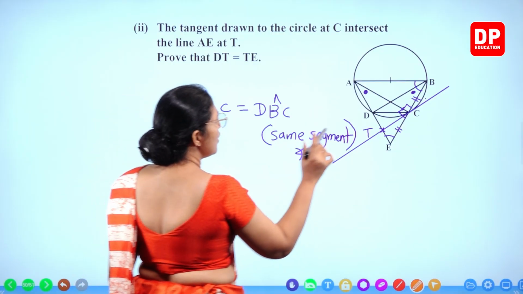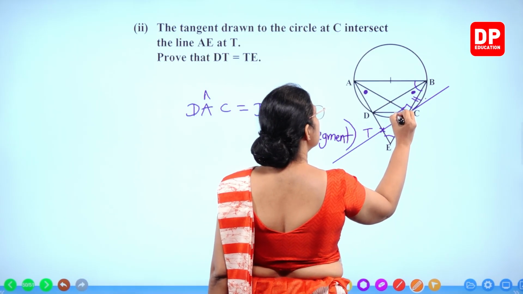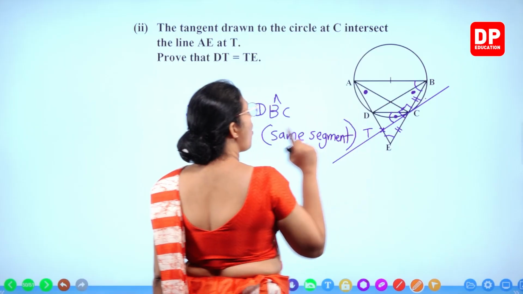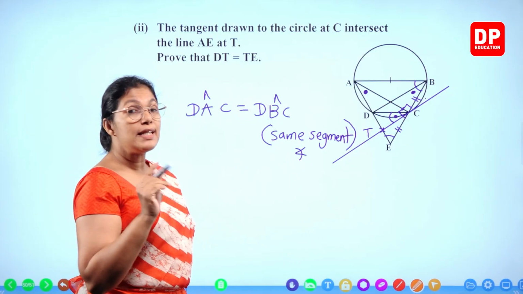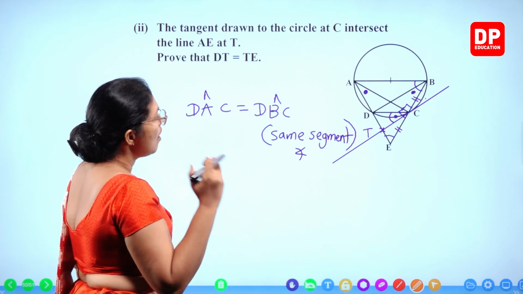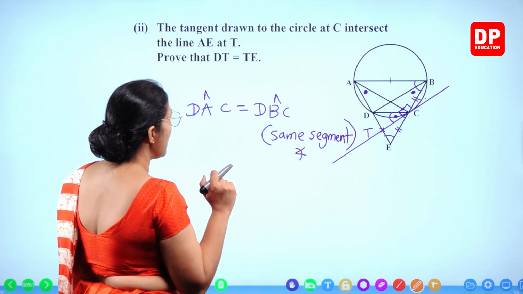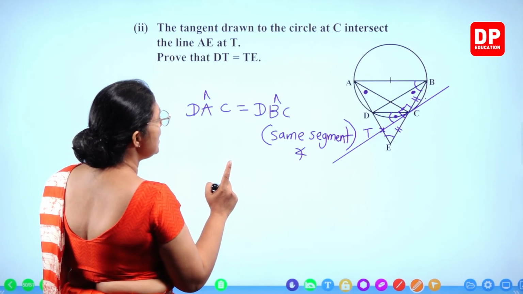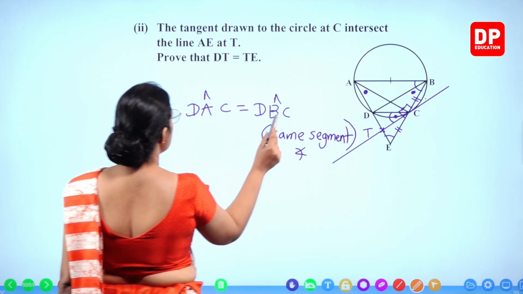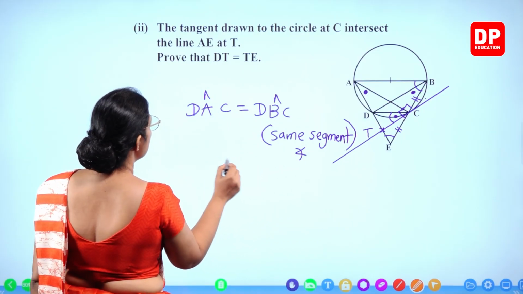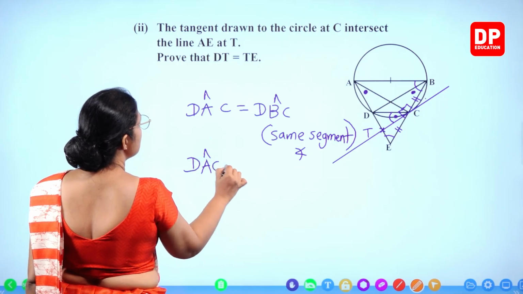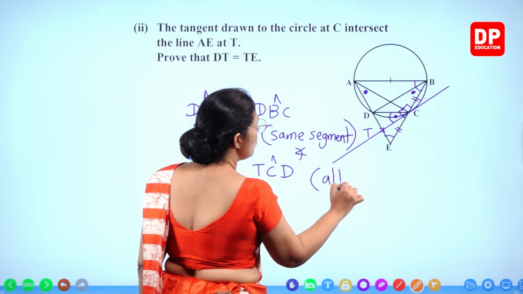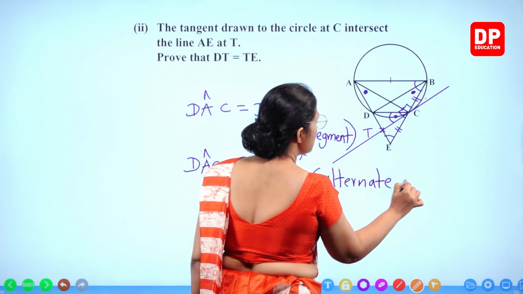Then what can you say about this angle? This angle is the same as this angle. Alternate segment theorem. The angle between the tangent and the chord is equal to the opposite segment angle. So you can write DAC is the same as TCD according to the alternate segment theorem.